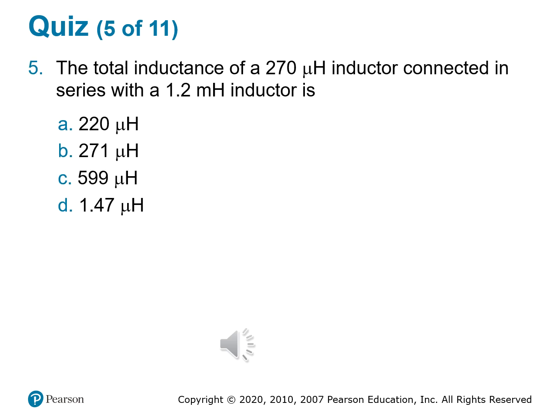Okay, I'm going to go ahead and read this one the way it's written, and you'll see why. Quiz question number 5. The total inductance of a 270 microhenry inductor connected in series with a 1.2 millihenry inductor is what? A, 220 microhenries, B, 271 microhenries, C, 599 microhenries, or D, 1.47 microhenries. And I'm not going to pause this video. I'm going to go ahead and explain that none of the answers are correct. This is a typo from the publisher.